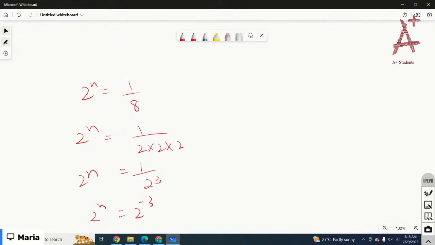You move 2 with the exponent to the numerator, so it would then be negative. You can see their bases are equal. That means their exponents are also equal. So it would be n equals negative 3. Right? So when you're working with exponents, if the bases are the same, that means the exponents are also equal.